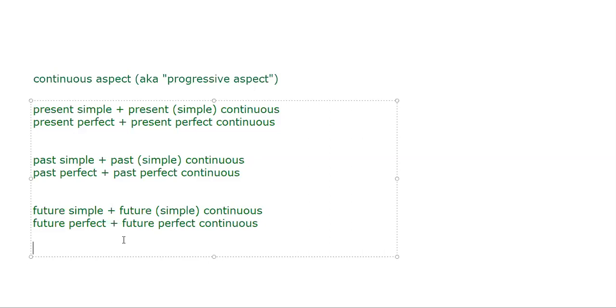I think continuous and progressive are used by both natives and non-natives, but progressive is more common. Continuous, I think, was more common at some point in history, but nowadays people tend to more often say progressive. But again, either way, it's the same thing.